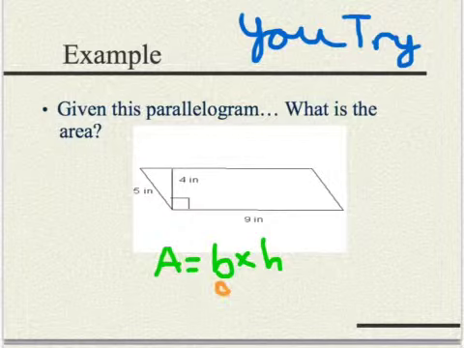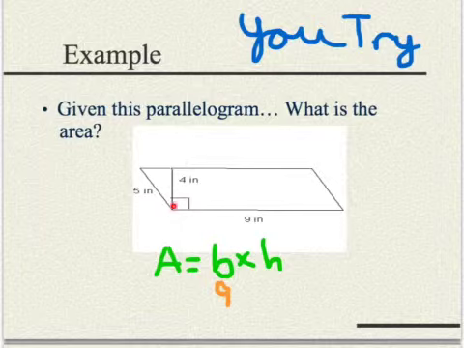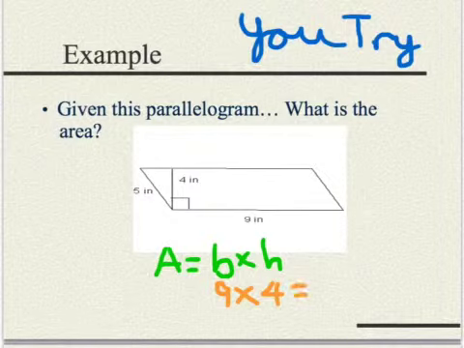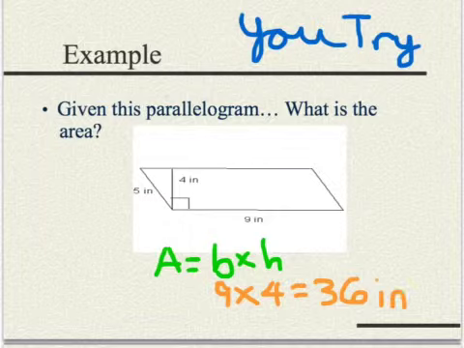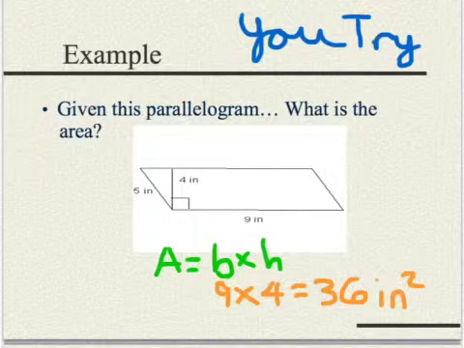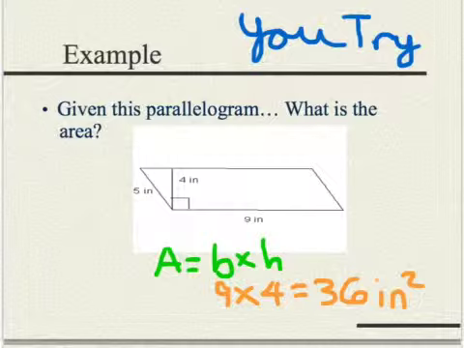Okay, base is 9 inches. And what do you use for the height? Remember, it's the perpendicular distance between the opposite base. And so you would use that 4. 9 times 4 is equal to 36. And did you label it correctly? Did you label it square inches? The area of this parallelogram is 36 square inches.